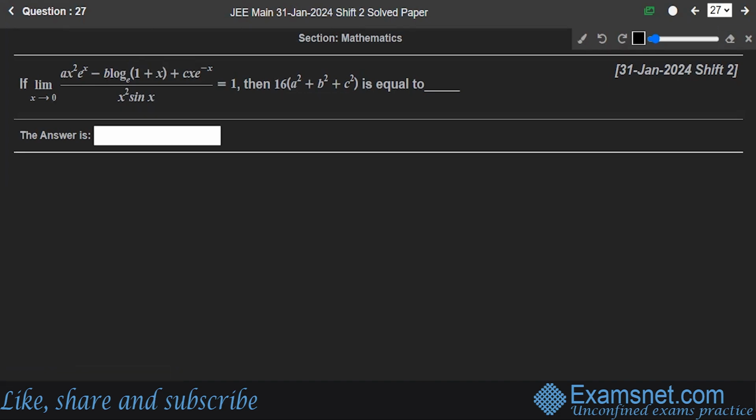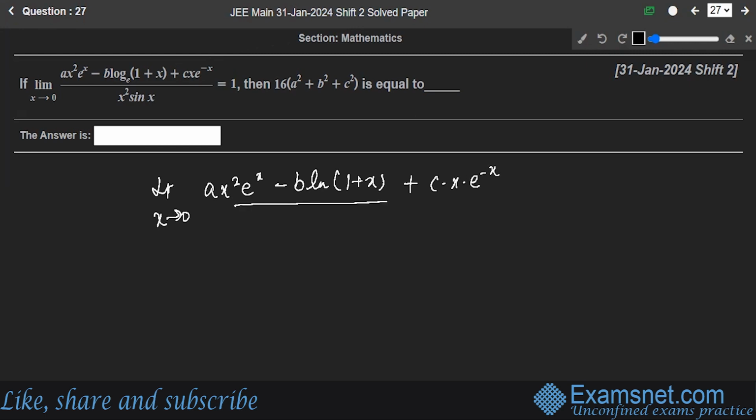So basically, a, b, c, these are the three variables that I need to find out. Let's write that over here. You are having limit x approaching 0, a x square e power x minus b natural log 1 plus x plus c into x into e power minus x, whole thing divided by x square into sin x.